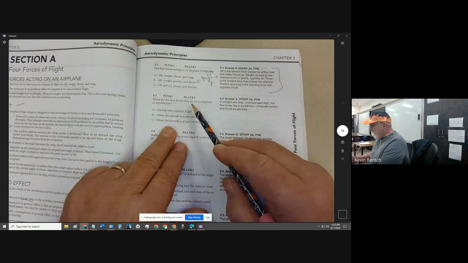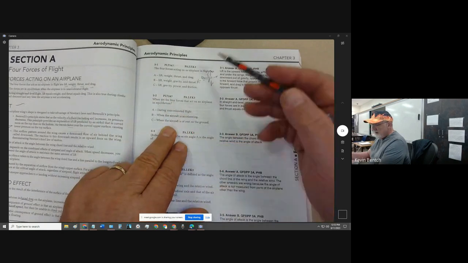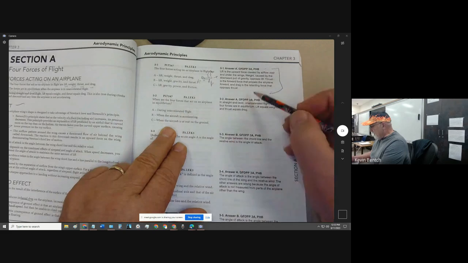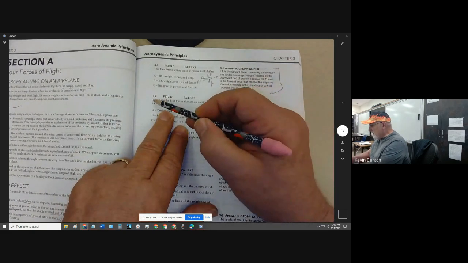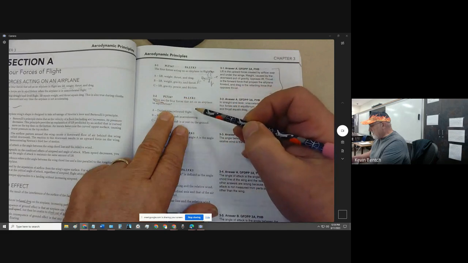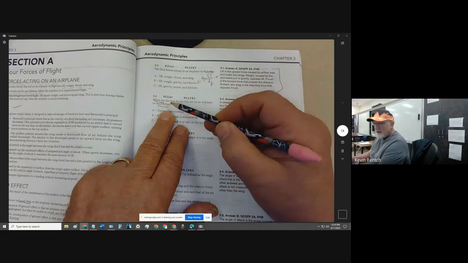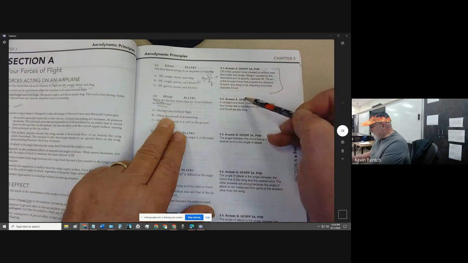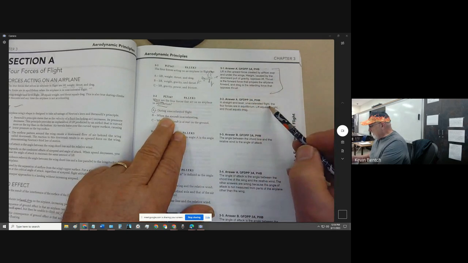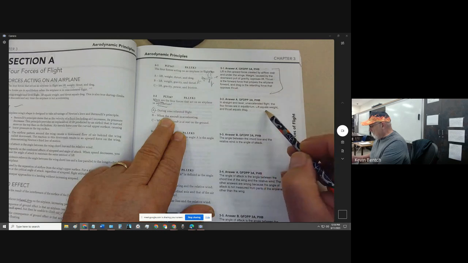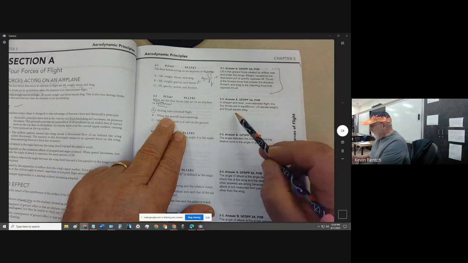What are the four forces that act on an airplane in equilibrium? Well, we already know what it is. It's answer A. Oh, sorry, I didn't read it very carefully. When are the four forces that act on an airplane in equilibrium? When are they equal? Answer A. In straight and level unaccelerated flight, the four forces are in equilibrium. Lift equals weight and thrust equals drag.